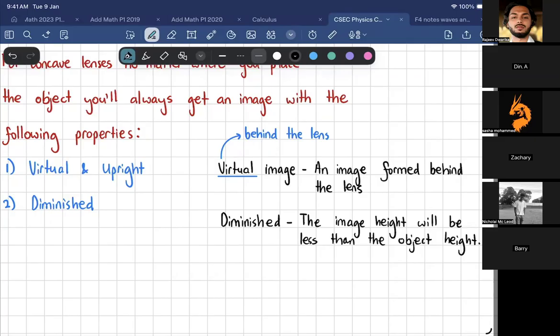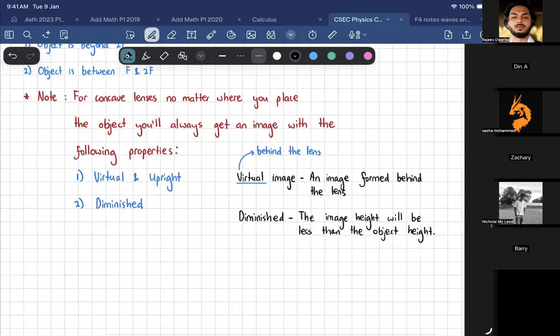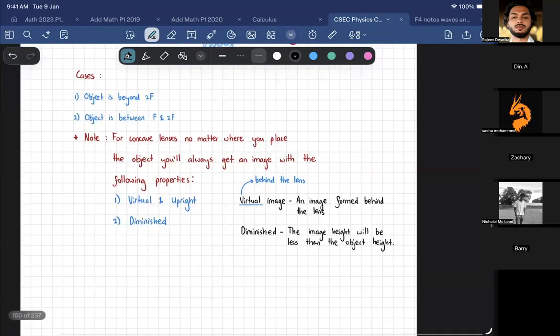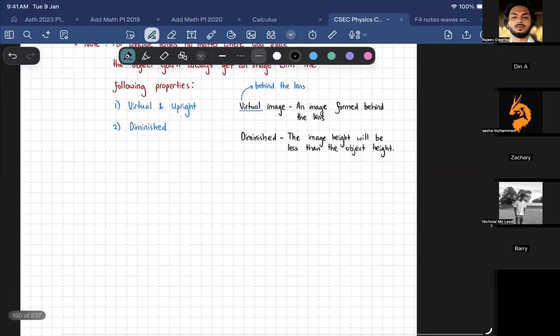So, guys, if you're confused, the object is the actual thing in real life. So you have something, you take a picture. When you're looking at the picture of the object, you call that the image. So understand the object is the actual thing. The image is what's formed when you look through the lens. Hope we understand that. Let me look at case one.